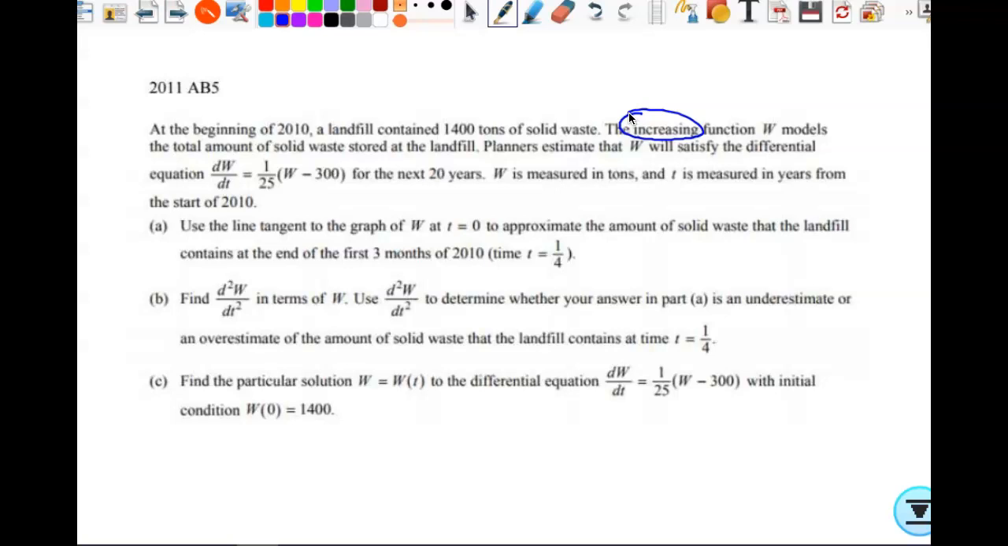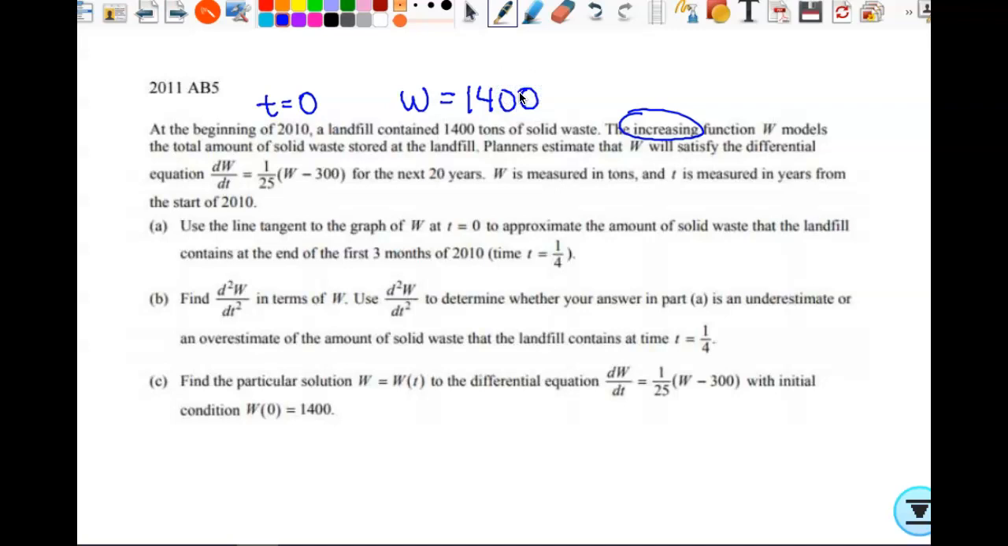So the increasing function W models the amount of solid waste stored in this landfill. Planners estimate that it will satisfy this differential equation for the next 20 years. W is in tons, time is in years since the start of 2010. So at the beginning of 2010, that is time equals 0, and at time equals 0, W equals 1,400.